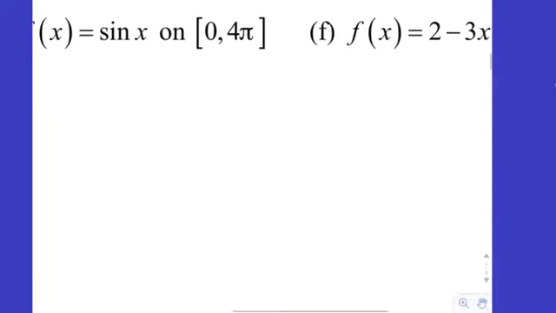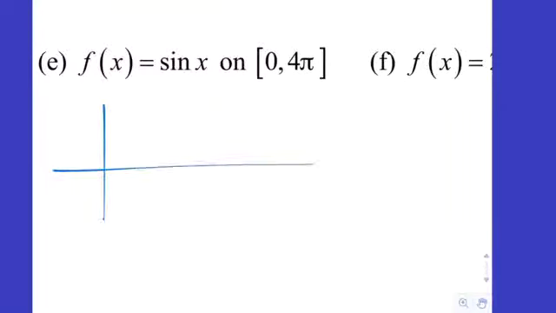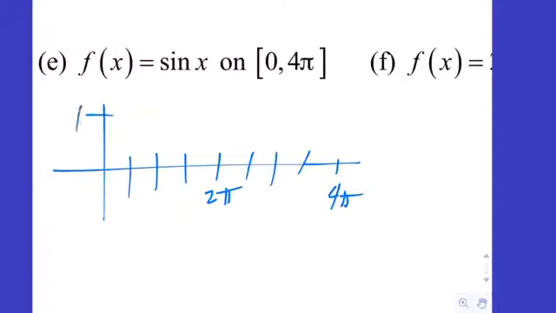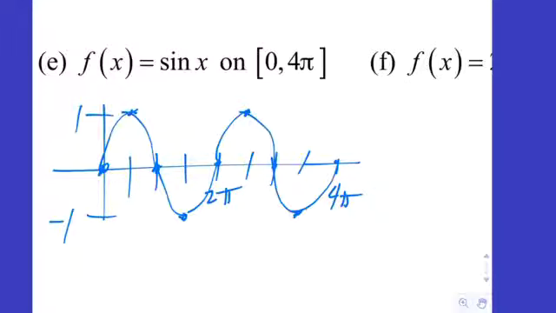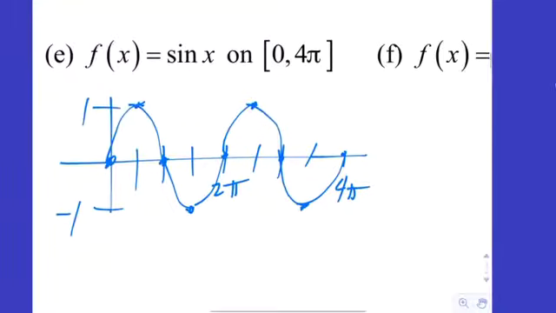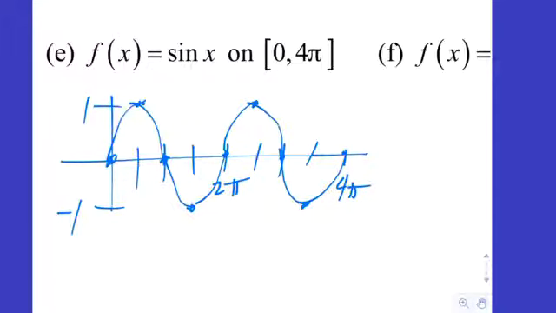Let's move to sine of x. Sine of x from 0 to 4 pi. That's how many cycles of sine? 2, right? There's 4 pi, 2 pi, and you can just bisect it. So you go up to 1, down to -1, axis high, axis low, axis high, axis low, axis. Looks like that. Do we have a maximum?